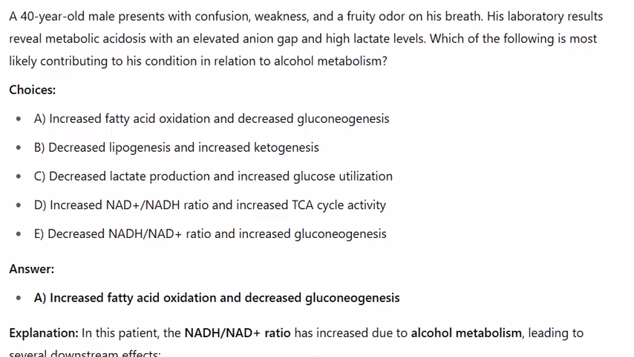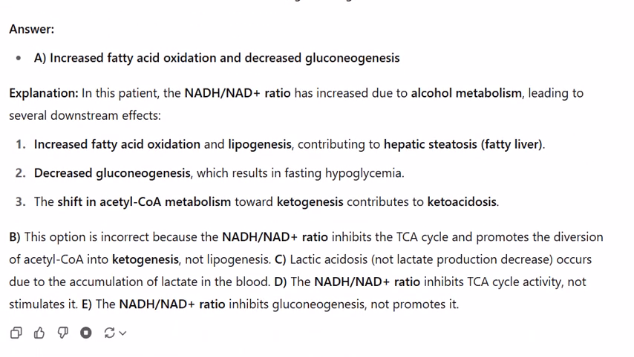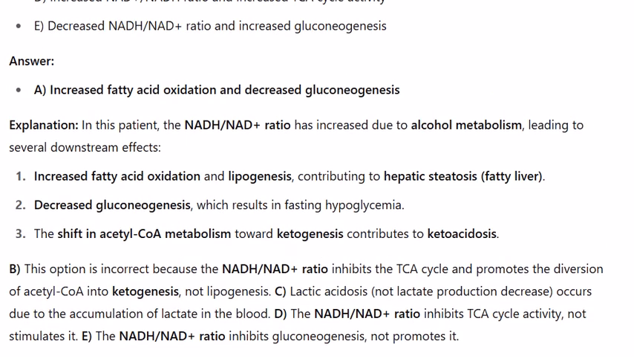Answer. Increased fatty acid oxidation and decreased gluconeogenesis. Explanation. In this patient, the NADH/NAD+ ratio has increased due to alcohol metabolism, leading to several downstream effects. 1. Increased fatty acid oxidation and lipogenesis, contributing to hepatic steatosis, fatty liver. 2. Decreased gluconeogenesis, which results in fasting hypoglycemia. 3. The shift in acetyl-CoA metabolism toward ketogenesis contributes to ketoacidosis.